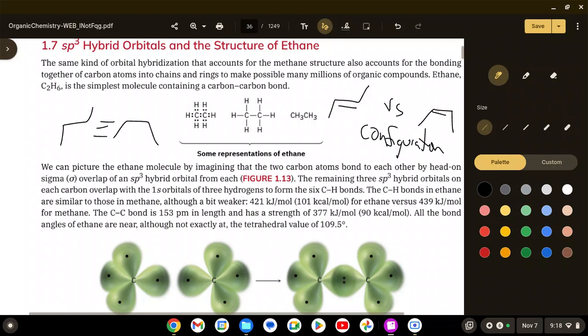The same kind of orbital hybridization that accounts for the methane structure also accounts for the bonding together of carbon atoms into chains and rings to make possibly many millions of organic compounds. Ethane, C2H6, is the simplest molecule containing a carbon-carbon bond. We can picture the ethane molecule by imagining the 2 carbon atoms bonded to each other by head-on sigma overlap of an sp3 hybrid orbital from each. The remaining 3 sp3 hybrid orbitals on each carbon overlap with the 1s orbital of 3 hydrogens to form the 6 C-H bonds.